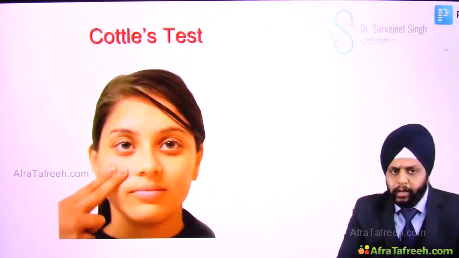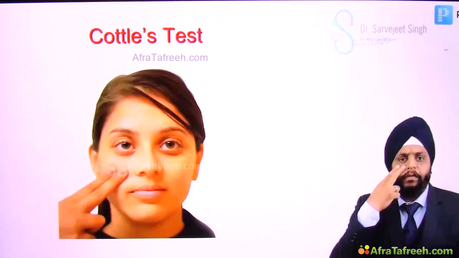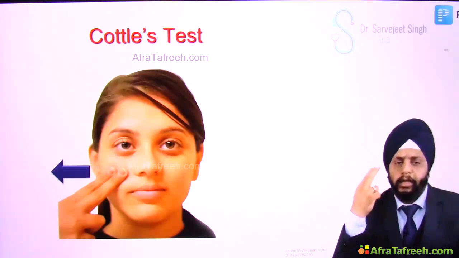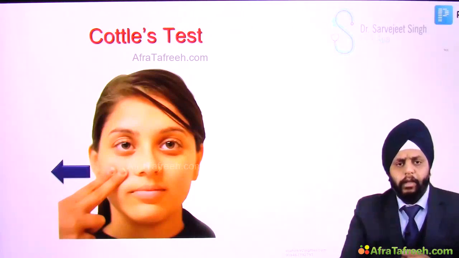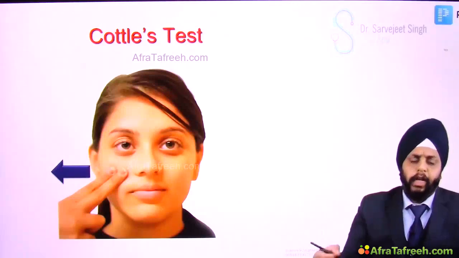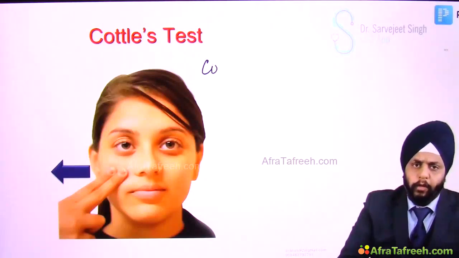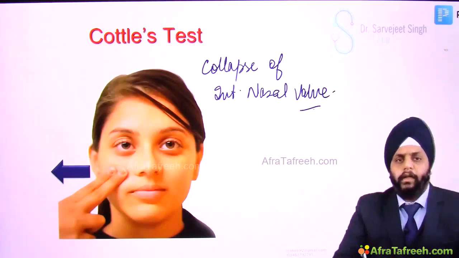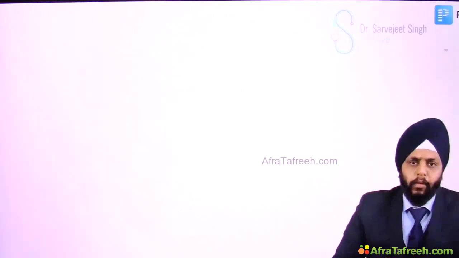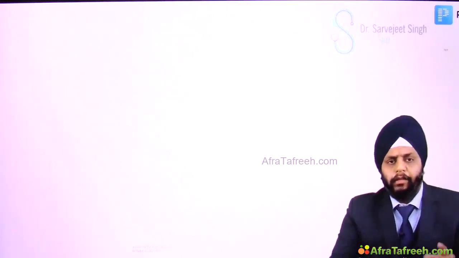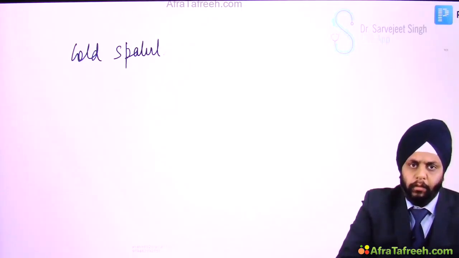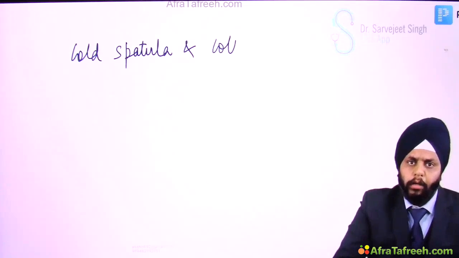So what do we do in this? We keep two fingers on the cheek and then we pull them laterally. If the nasal airway opens up, that means this was because of collapse of the internal nasal wall. Okay, so this is a test for the internal nasal wall. Now we have just seen the two tests, that is the cold spatula test and the cotton wool test.